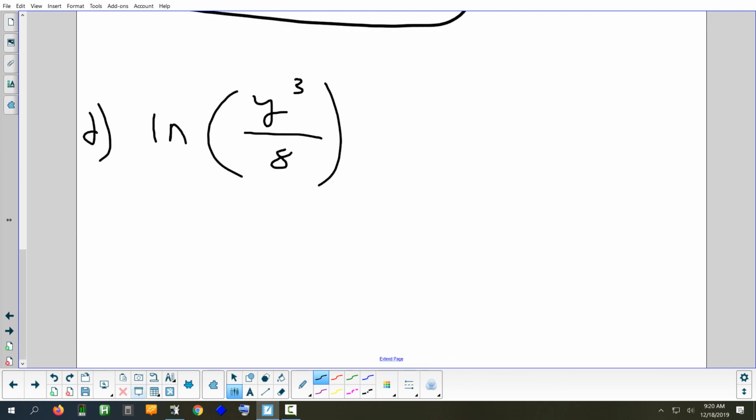Okay. Anyone think they can give me the whole thing? Final answer. Andrew? 3 times log e to the power of y. And what's the abbreviation? We're just going to use that for log base e. Ln. So 3 ln e to the power of y.